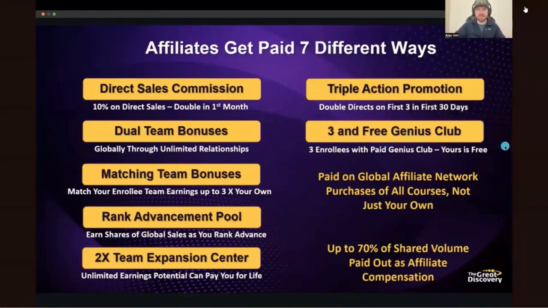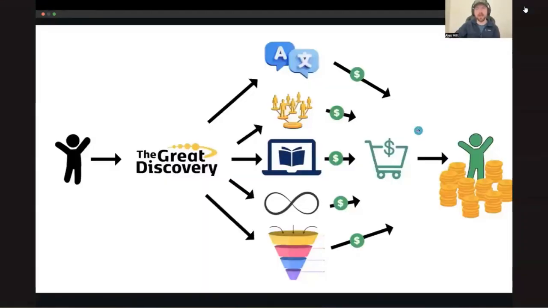No other platform does this. On every other platform, you get paid 1, maybe maximum of 2 ways, and there's no revenue sharing involved. So this is, like I said, by far the best affiliate marketing system ever created with a digital products marketplace.